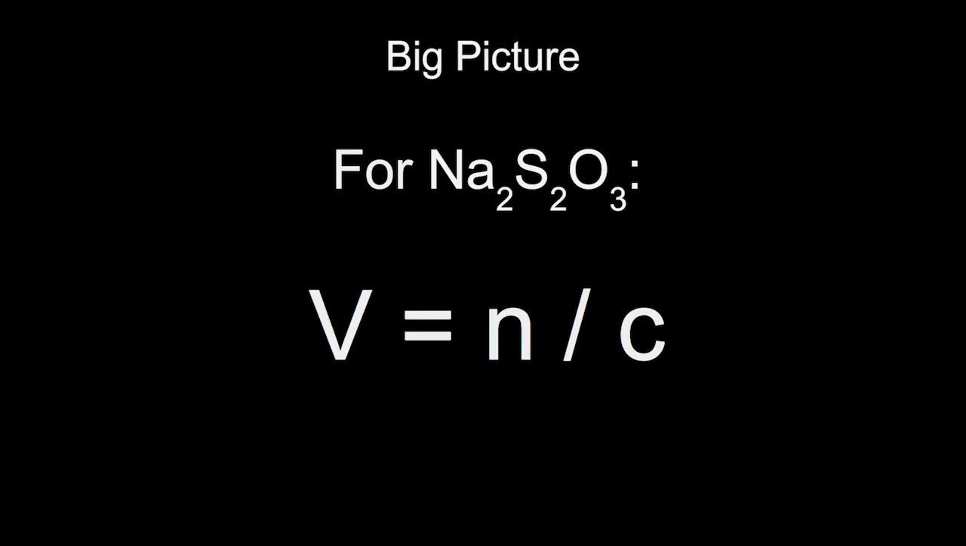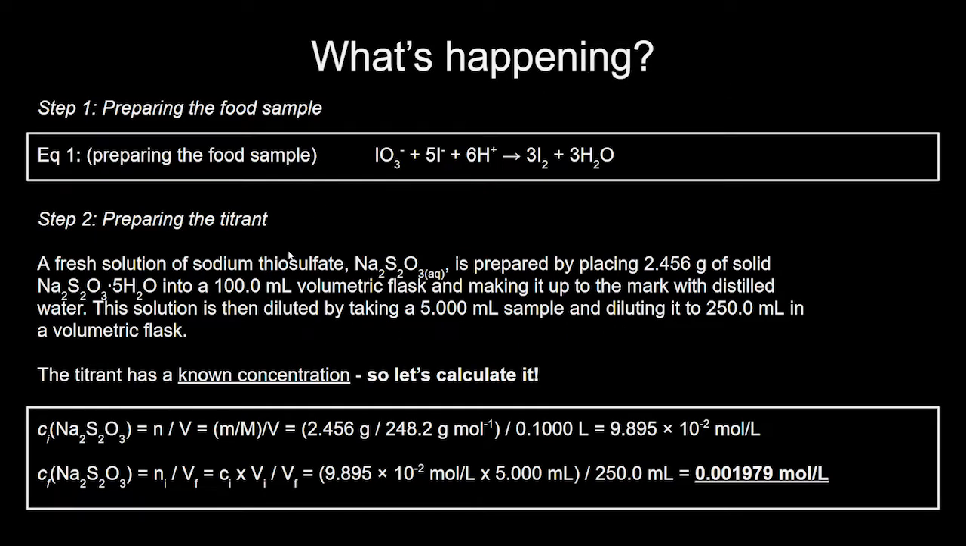So, let's calculate that concentration. We're told that the solution is prepared by placing a certain mass right here, 2.456 grams, of the sodium thiosulfate into a 100 milliliter volumetric flask and making it up to the mark. The solution is then diluted by taking 5 mils of that solution from the flask and diluting it to 250 mils in a volumetric flask.